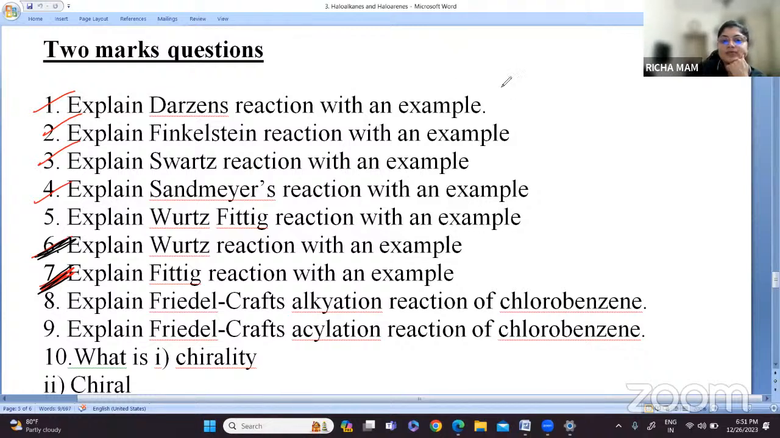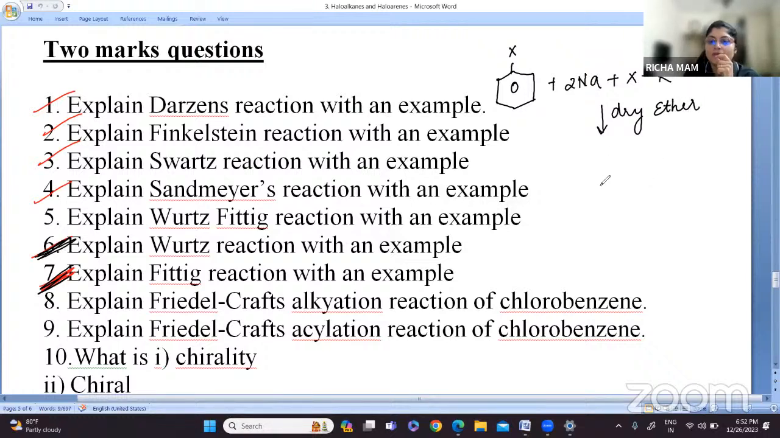Coupling reaction of aryl halides. Is my reaction right? Yes, is my reaction correct? I've taken one aryl halide, and I've taken one alkyl halide. So I'll explain now.